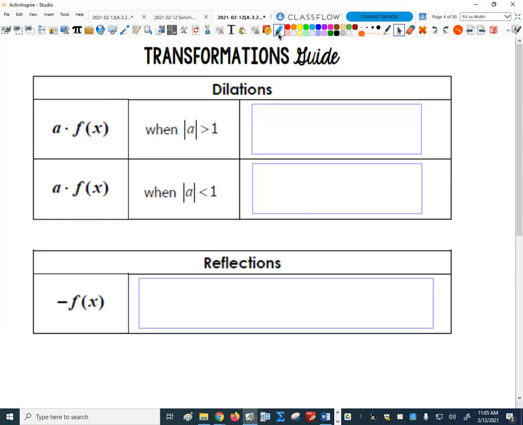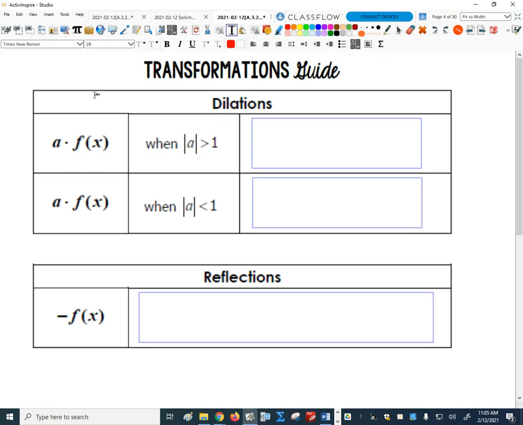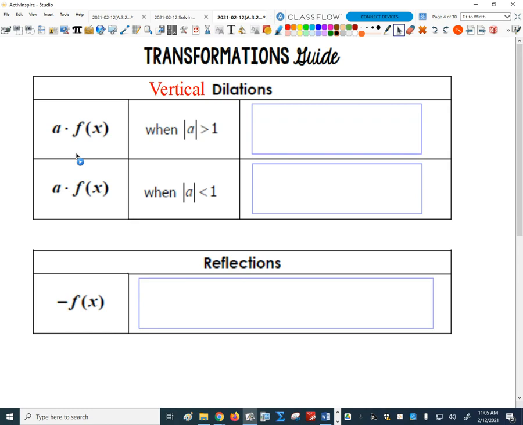So I'm going to add the word vertical here. I think that's important to include. So these aren't just dilations, they're vertical dilations when I multiply by a.